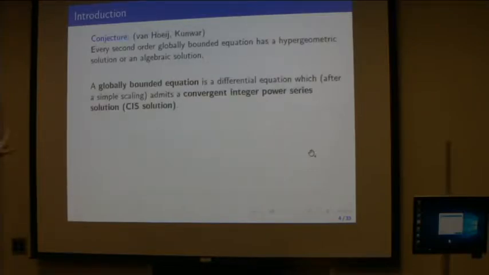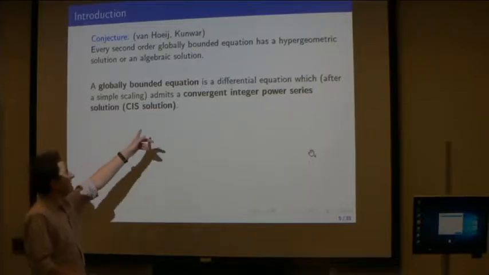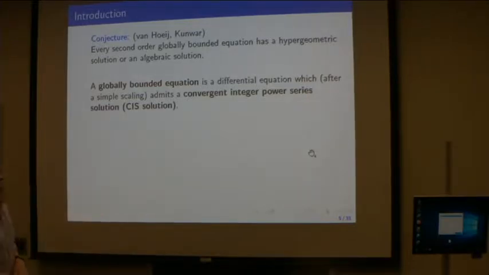Okay. So we have this conjecture from Van Hoeij and Kunwar. This conjecture states that every second order globally bounded equation has a hypergeometric solution or an algebraic solution. A globally bounded equation is a differential equation which, after some kind of scaling, admits a convergent integer power series solution. So now let me give you this example.